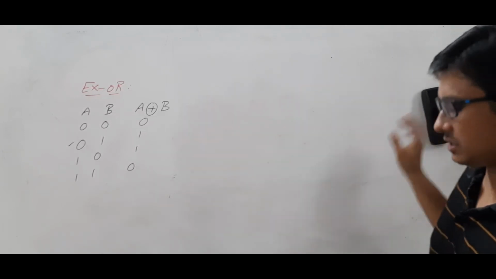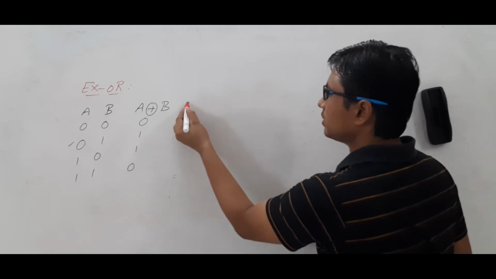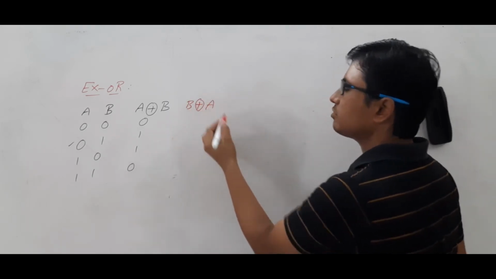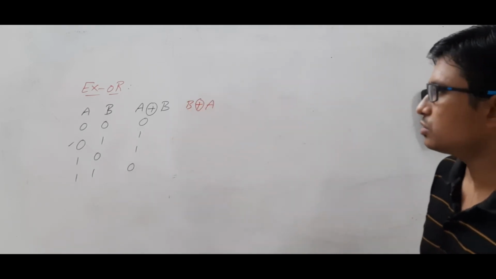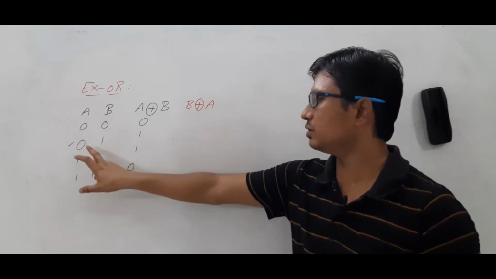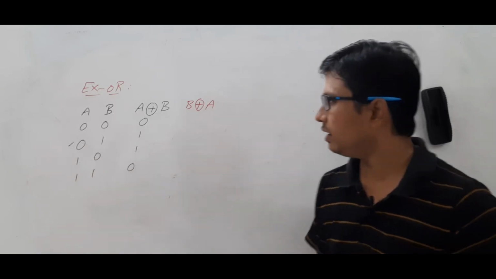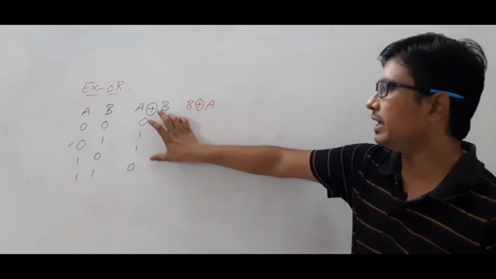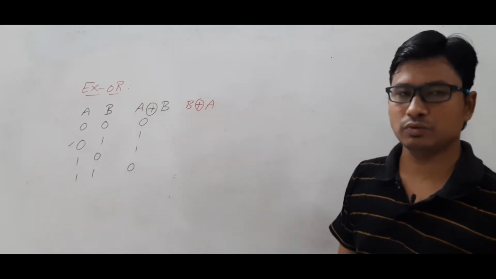Now see, what is B exclusive OR A? I want to check whether these two are equal or not. So what I will do, I will take the A values and B values: 0 0, 0 1, 1 0, 1 1. I already computed the exclusive OR of A exclusive OR B.